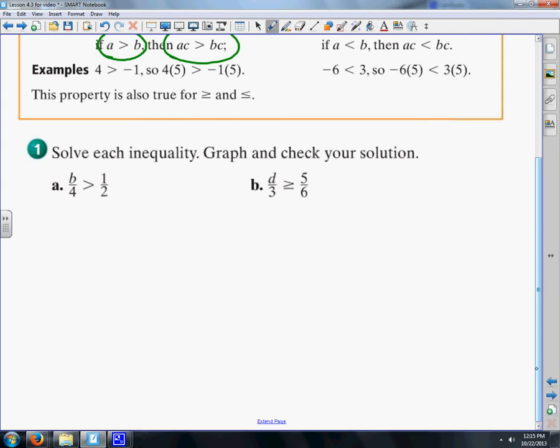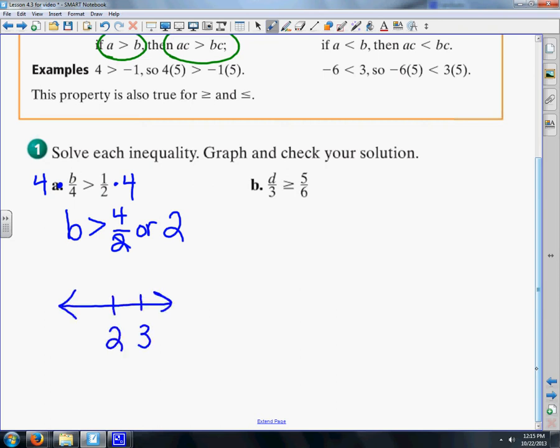So here's my first one. If I multiply this side times 4 and this side times 4, then B is still going to be greater than 4 over 2 or 2. And then it says graph and check your solution. So I have to put 2 down. And then I have an open circle and it's everything greater than. So try the next one.